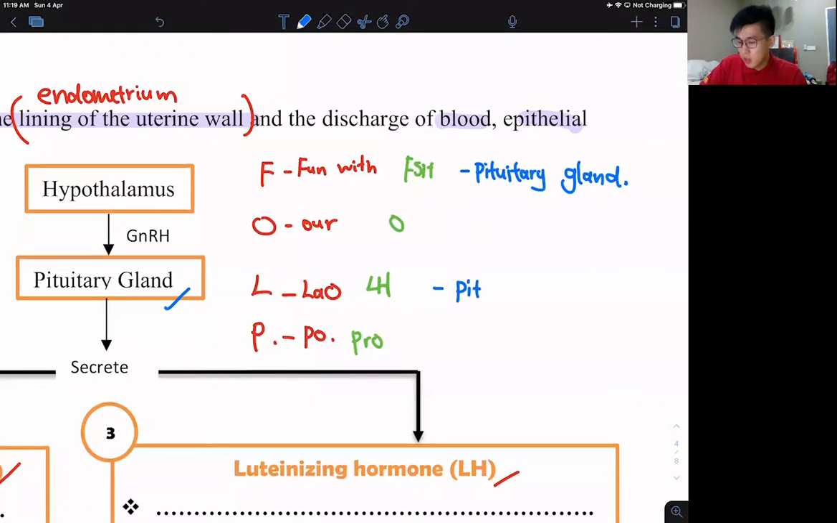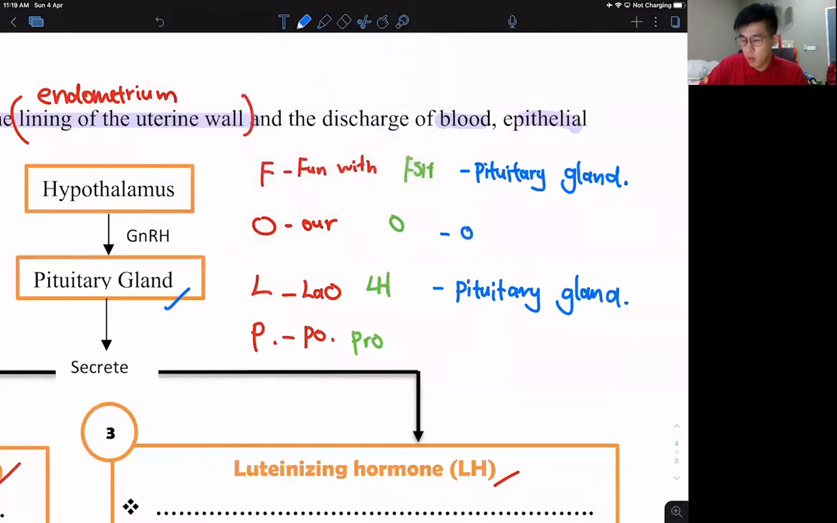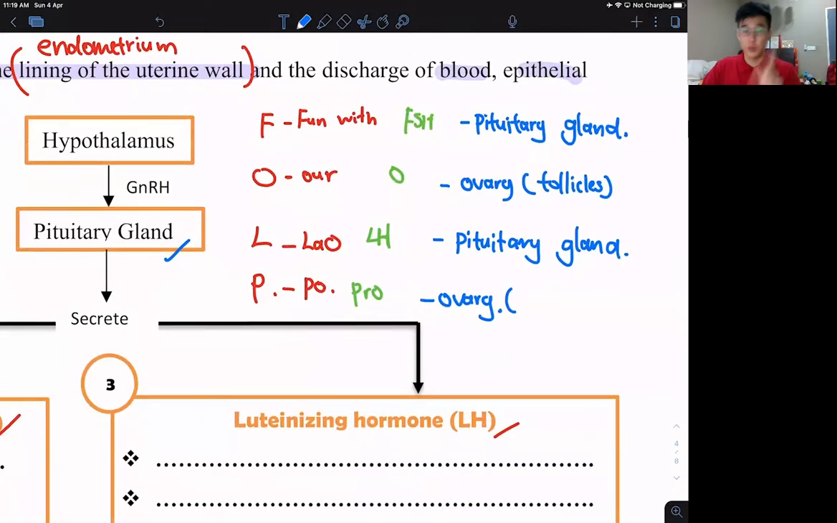Luteinizing hormone is also produced in the pituitary gland. So FSH and LH come from the pituitary gland. Estrogen and progesterone are both produced inside the ovary, but specifically by the follicle. Remember, we talked about the follicle cells surrounding the oocyte. So follicles are inside the ovary. Progesterone is produced by the corpus luteum, which is technically also from the ovary, because the corpus luteum comes from the ovary.